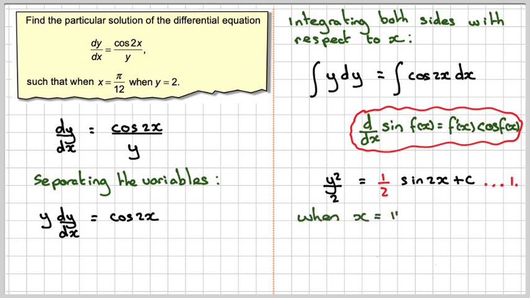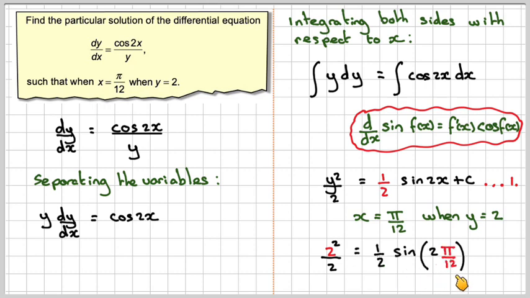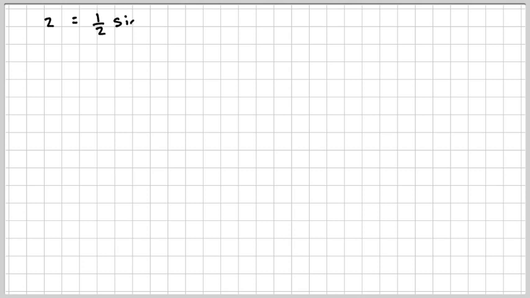So when x is pi over 12, when y is equal to 2, we'll substitute that in. We're going to get 2 squared over 2 is equal to a half sine of 2 pi over 12 plus c. So 2 squared over 2, that will be 4 over 2, that will give me 2, is equal to, and then 2 times pi over 12 is pi over 6.